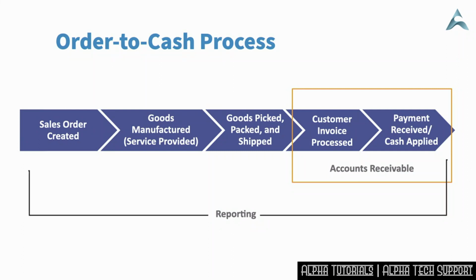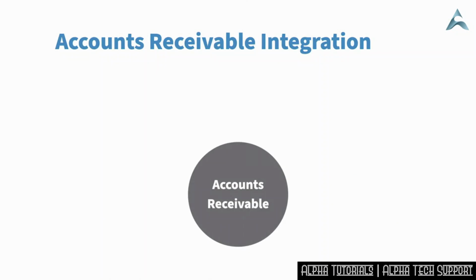All postings made in accounts receivable are also updated in the general ledger in real time. Reports can be run to provide current data to see any information throughout the order-to-cash process. Accounts receivable integrates tightly with many other parts of SAP. We want to highlight 2 crucial areas.